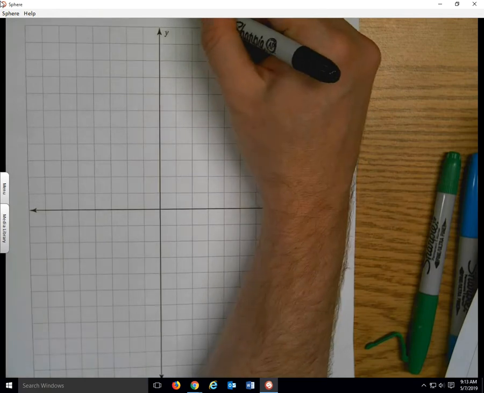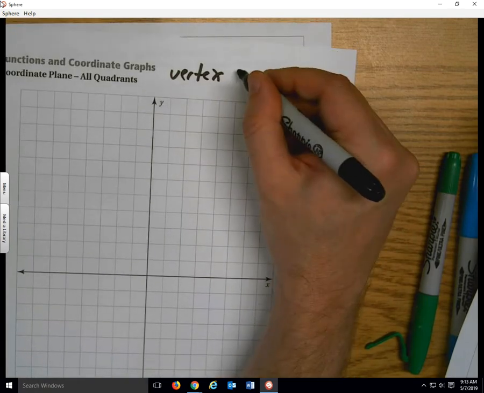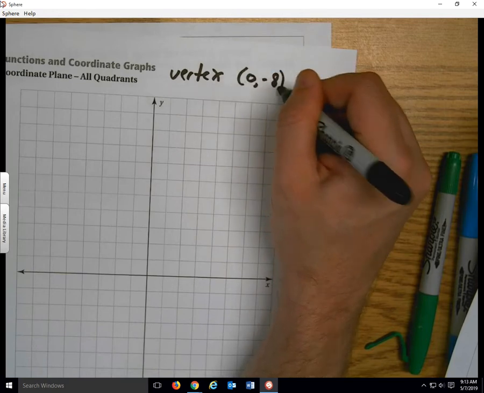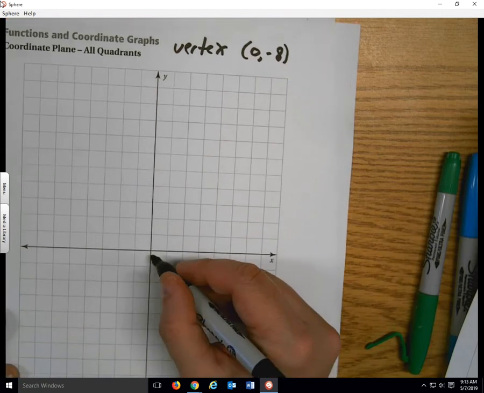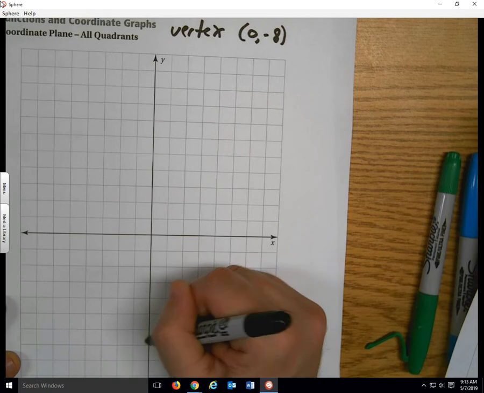So the vertex was 0 and negative 8. Let's graph that. If x is 0, y is a negative 8. 1, 2, 3, 4, 5, 6, 7, 8.